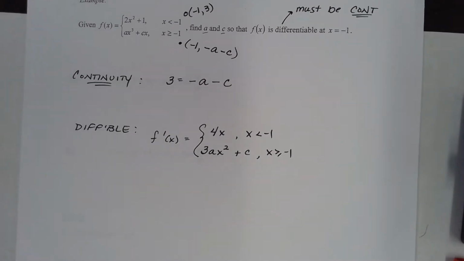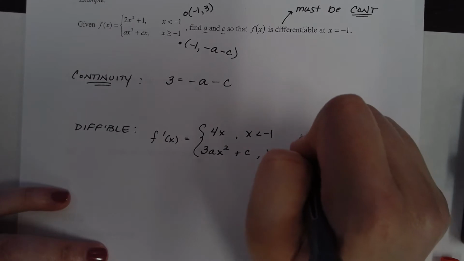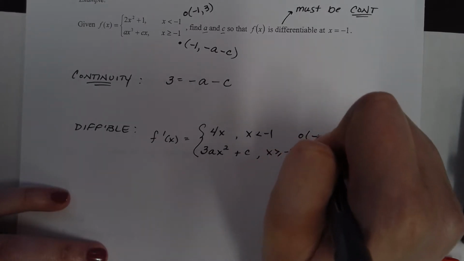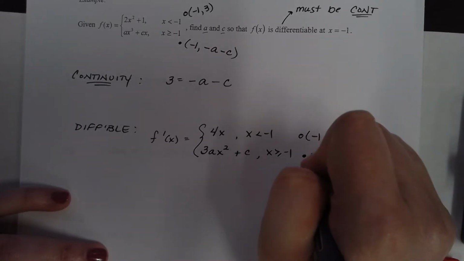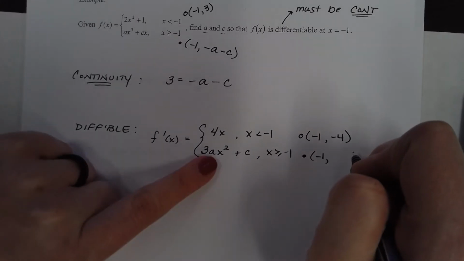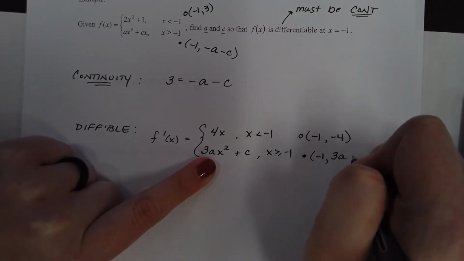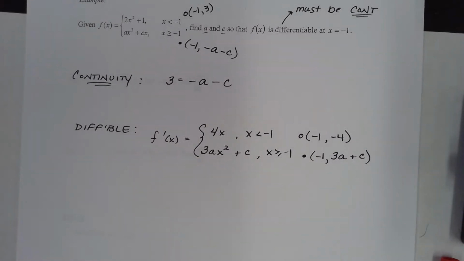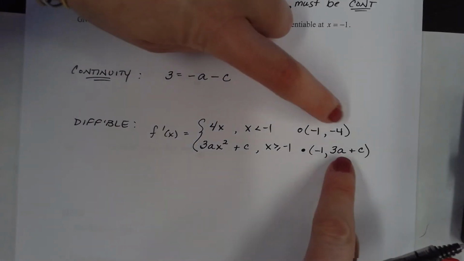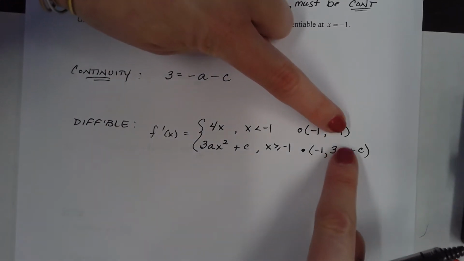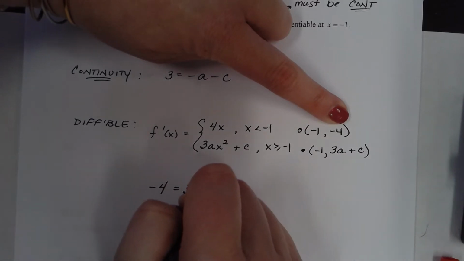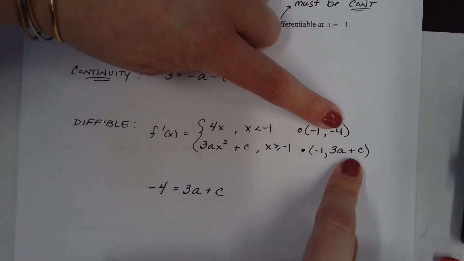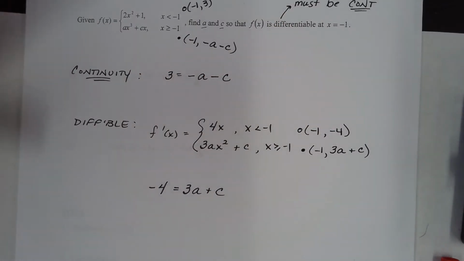So if I want this to be differentiable, then I need to figure out what these points are. I would have an open circle here, -1, -4, and then here I would have a closed circle at -1, and that would give me 3a plus c. So in order for me to force this function to be differentiable, I need these two values to be the same. So I need -4 to equal 3a plus c. If those are the same, then I have a derivative at -1, which is the whole point of this.